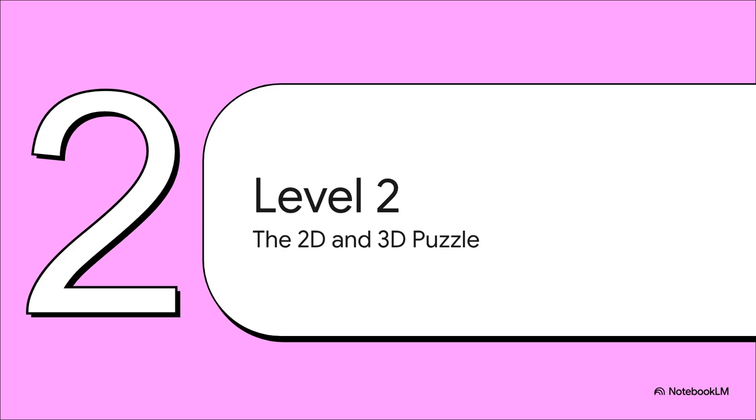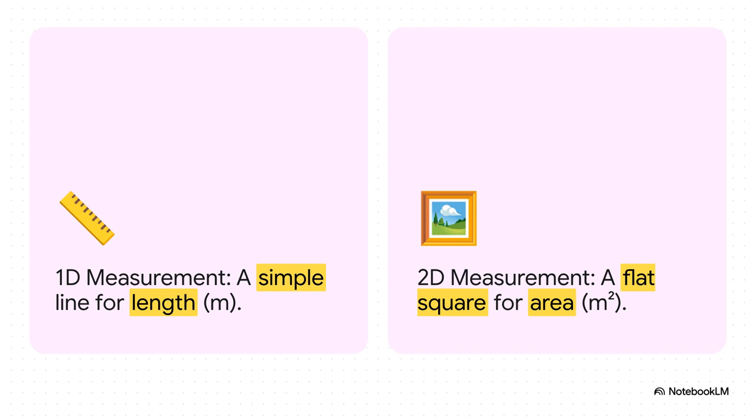Let's level up. This is where things get really interesting, and where we finally start to unravel our original question by jumping into the second and third dimensions. The key mental shift you have to make is right here. We're not thinking about a simple line anymore. That's for length. For area, we're talking about a flat square, a surface. It has both length and width, 2 dimensions.